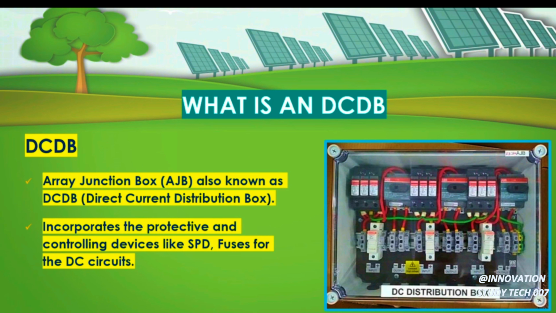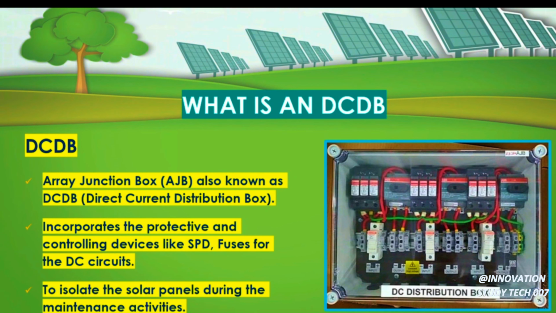It has protective devices like SPD, fuses and MCB. SPD protects against any kind of surges in the electricity line. Fuse and MCB protect against the short circuits. DCDB is also used to isolate the solar panels during the maintenance activities.